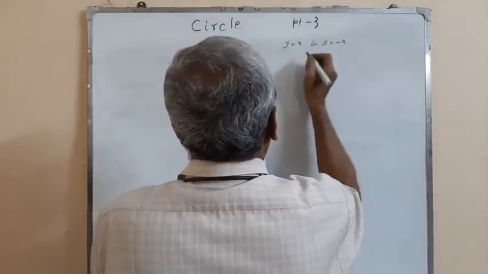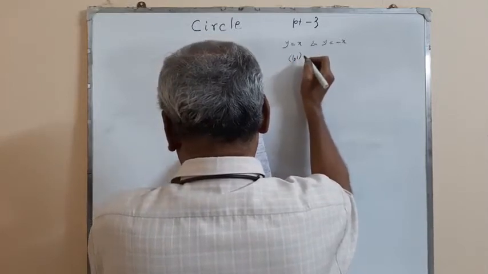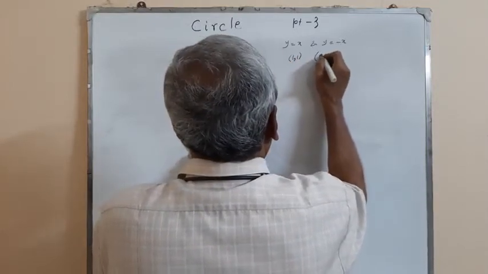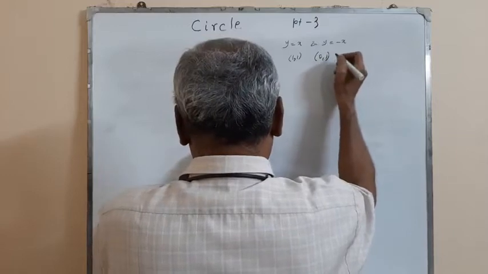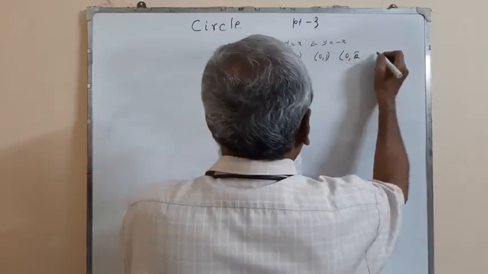Options: (1, 1), (0, 1), (0, root 2) and (2, 2).